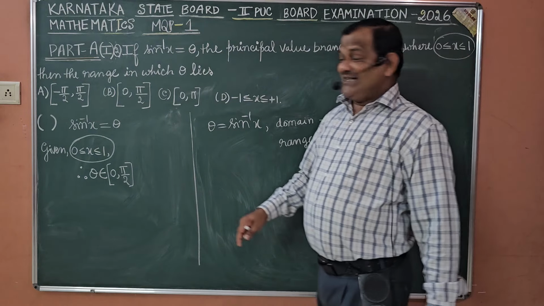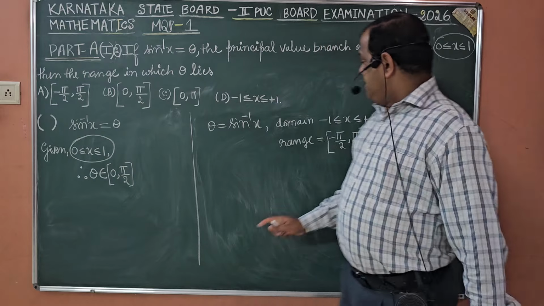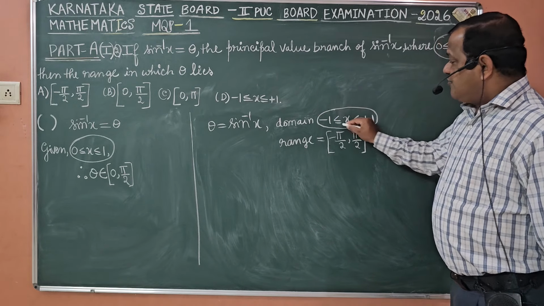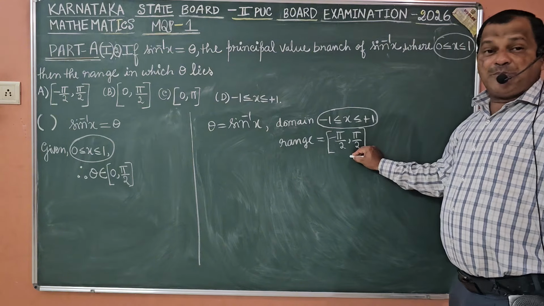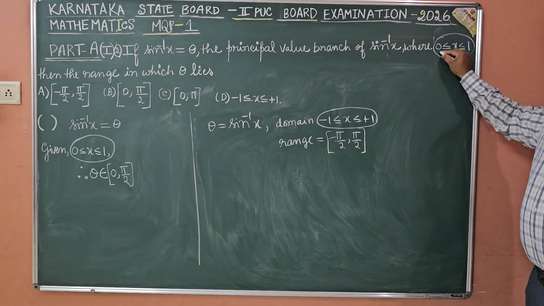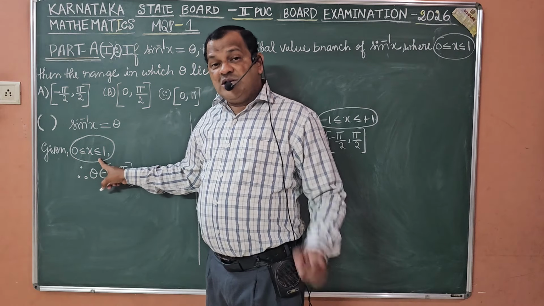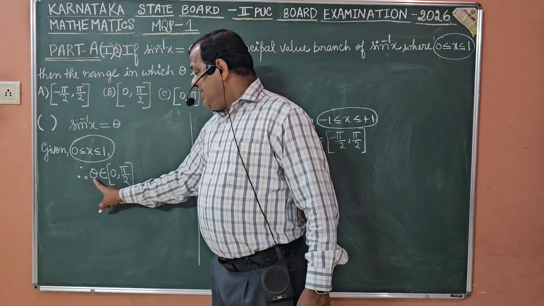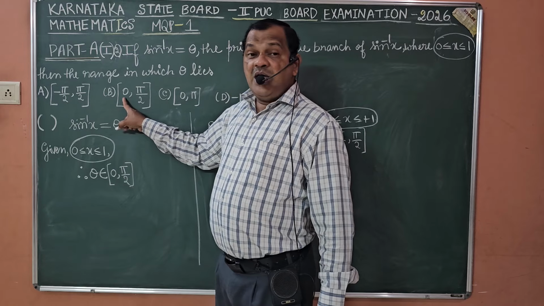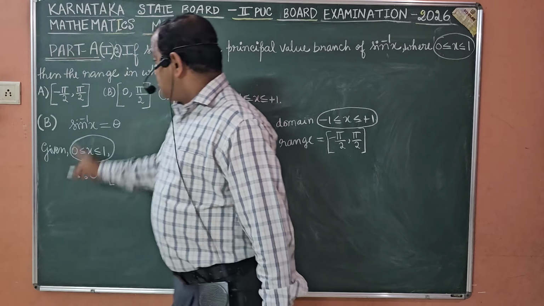Therefore, don't think that in this question the first option is correct. Not correct. Why? Because in the first option they have given the domain from minus 1 to 1. But here in the question, they have given the domain from 0 to 1. So I have written, the given domain is from 0 to 1, only positive. Then the range is only the first quadrant, the closed interval 0 comma pi by 2. Hence option B is correct, not A.